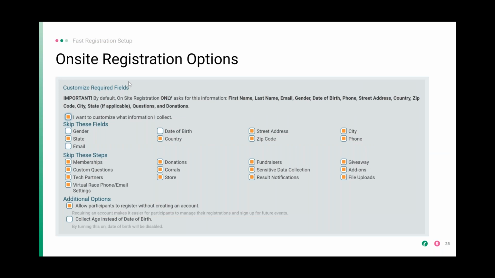Then you have customized required fields. As soon as you click, I want to customize what information I collect, well, I'll be darned. Look at that. It's all the same thing that we've seen over and over again. Now, personally, I like to always collect gender, date of birth, and email, and a lot of times I'll leave city, state, zip code unchecked, and I'll leave giveaway unchecked. I always make sure I have allow participants to register without creating an account. And again, personally, I like leaving date of birth instead of age, but others feel differently.